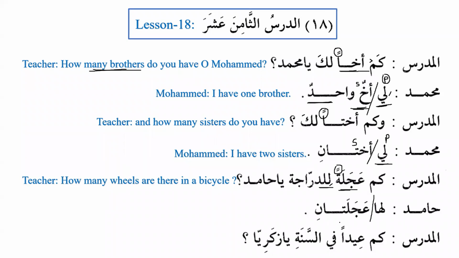Laha ajalatani. So we know that ha refers to the bicycle, and ajalatani, ani and tani, two sounds. Now you can remember two sounds. Ani is for the masculine dual, and tani is for the feminine dual. So laha ajalatani, it has two wheels.